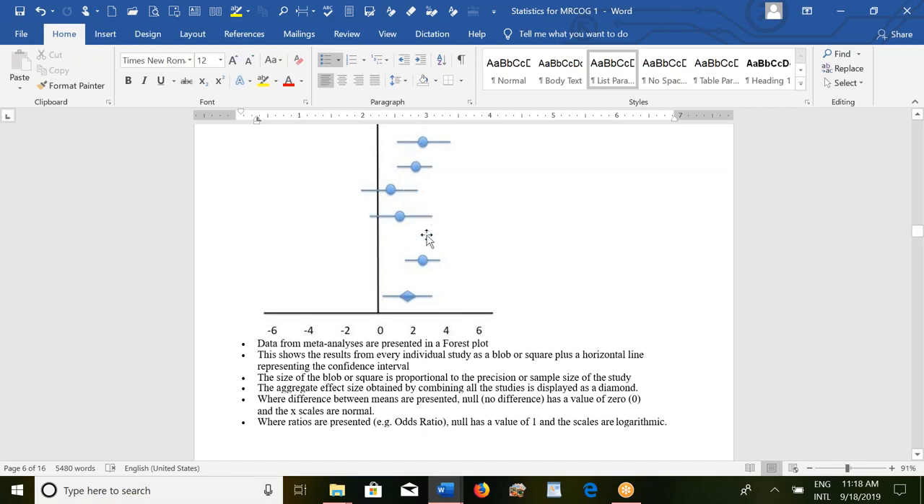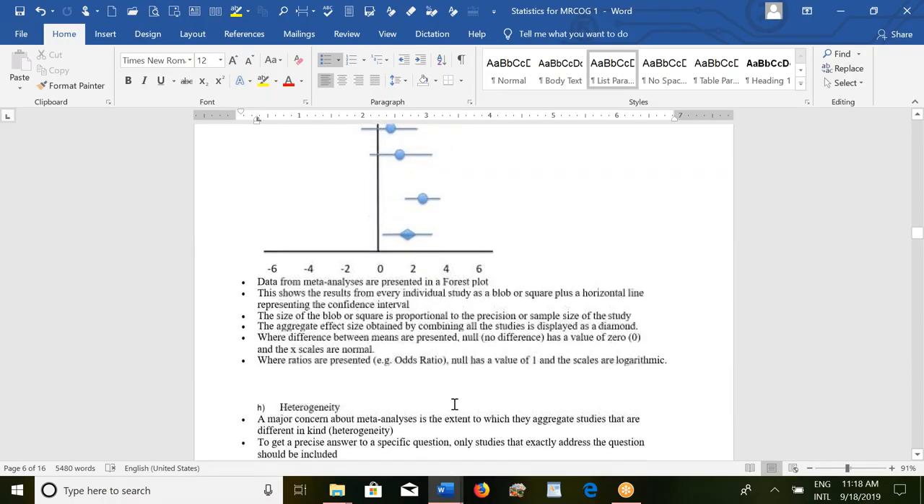So these studies which are going here, they are giving you some results, but basically we are concerned here, everything mentioned on the left side is more reliable, okay. And then you will see if the confidence interval is not crossing, it is staying here, it means that that study is meaningful. Why? Because they will have a value of 0, and this 0 is in the center. So the difference between means are presented, and the null has a value of 0, and the x scales are normal. So that is the point.